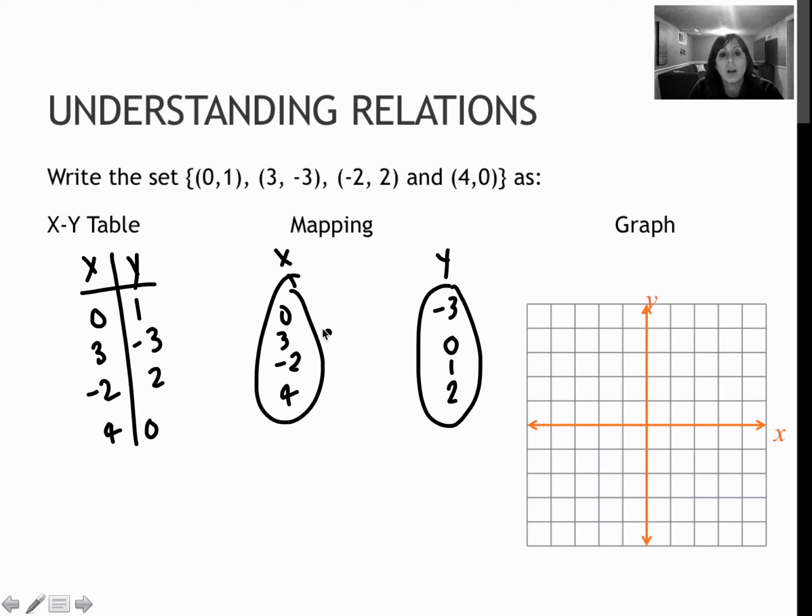And now I'm going to draw a line from 0 to 1, from 3 to -3, from -2 to 2, and from 4 to 0. And lastly, I will plot those 4 points to display it as a graph. (0, 1), (3, -3), (-2, 2), and (4, 0).